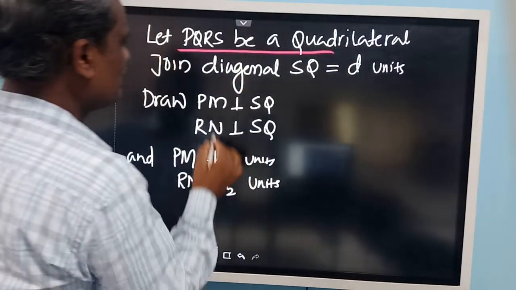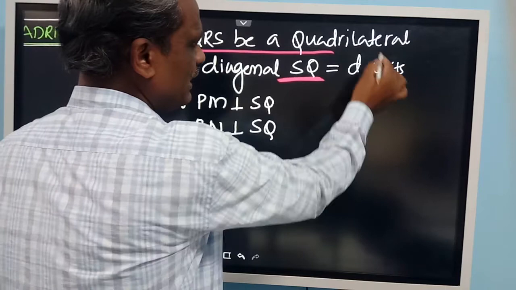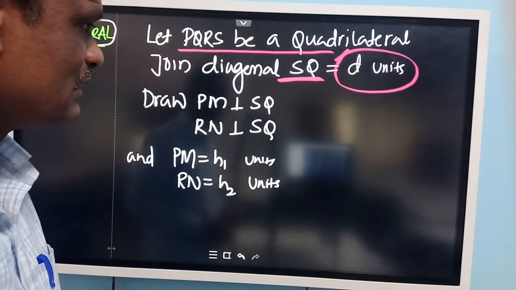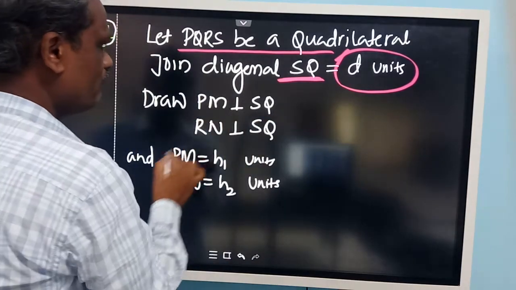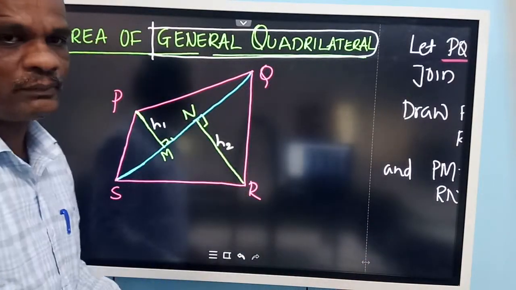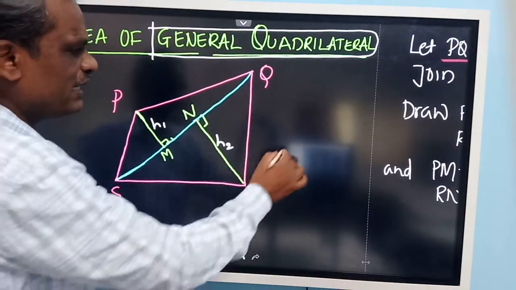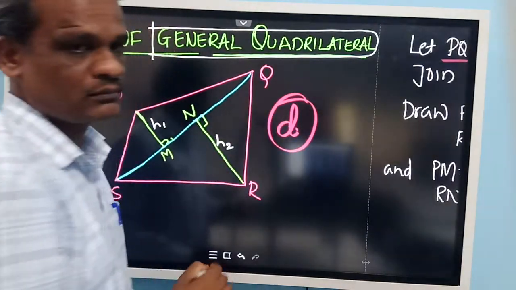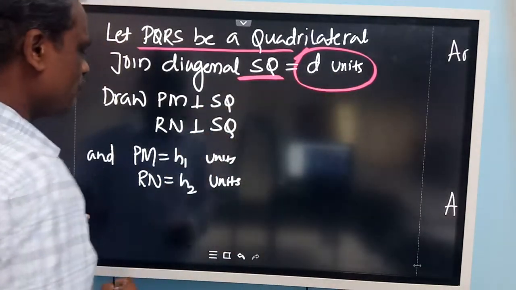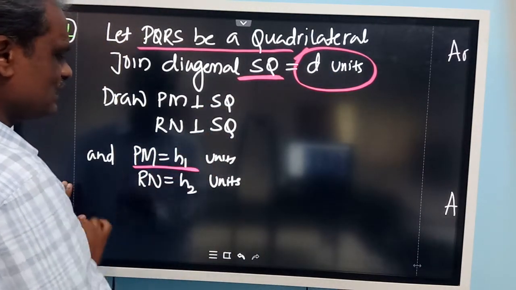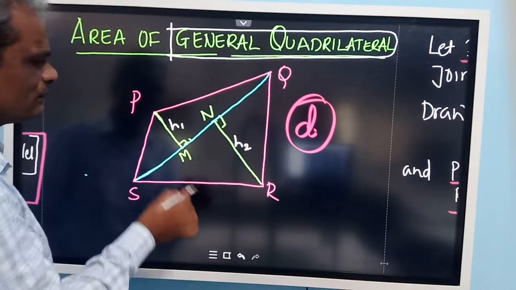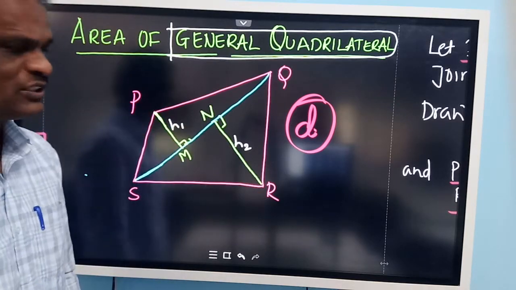PQRS is a quadrilateral. I have joined the diagonal SQ and I call it D units. The length of the diagonal is equal to D units. You have drawn the perpendiculars PM and RN, two perpendiculars drawn to this diagonal. Diagonal is always represented by the symbol D, so that's why I have taken D units. These are the perpendiculars. First perpendicular I have taken as H1, second perpendicular as H2.